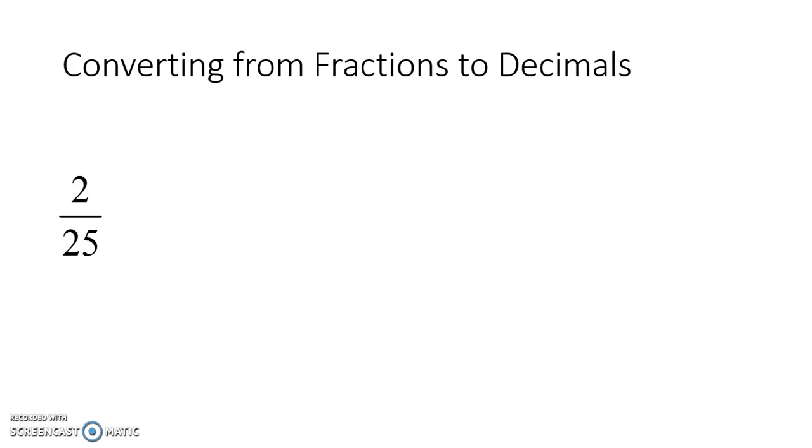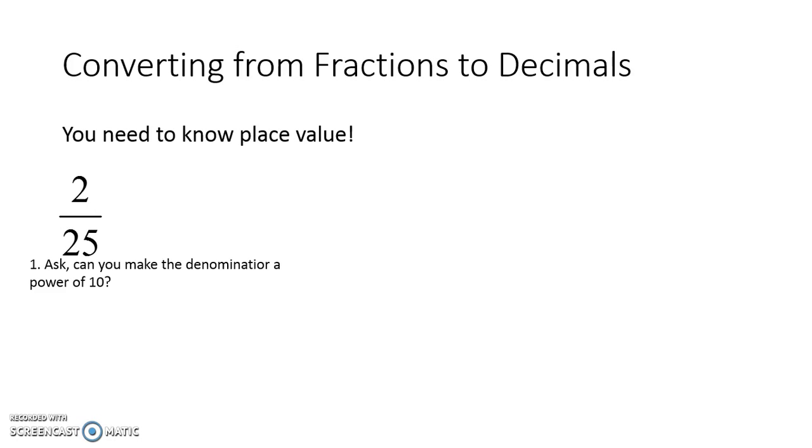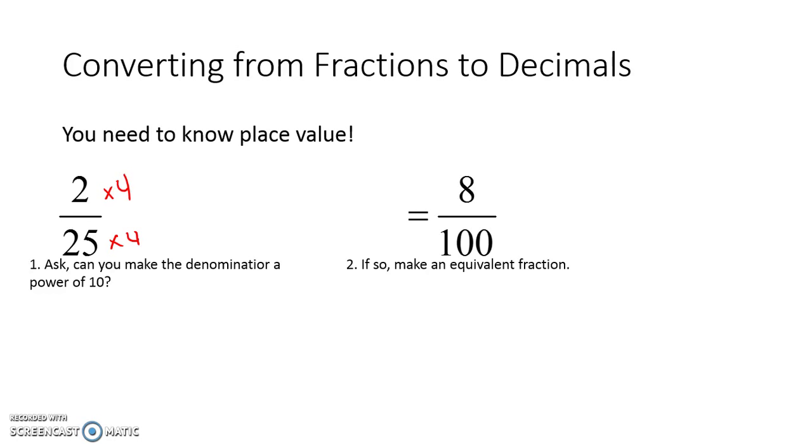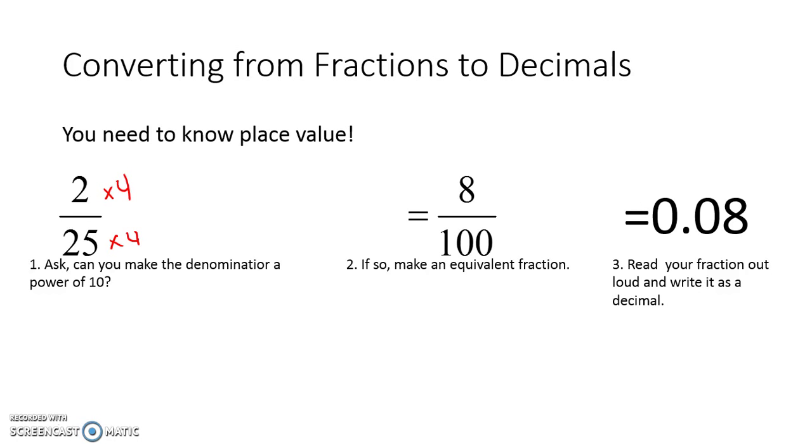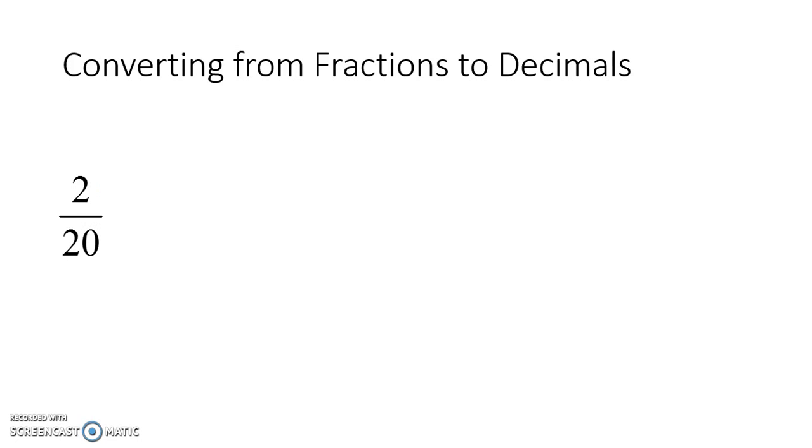Let's try another. Step 1. Ask myself, can I make the denominator a power of 10? Well, I can't make 25 into 10 easily in my head, but if I multiply the numerator and denominator by 4, I can turn that 25 into 100. Now I read that fraction out loud. 8 over 100, or 8 hundredths, is written this way as a decimal, 0.08, or 8 hundredths. Now it's your turn. Pause the video and turn this fraction, 2/20, into a decimal.